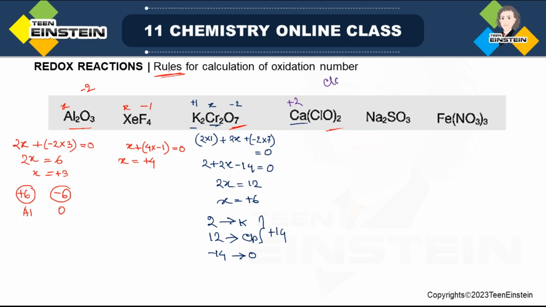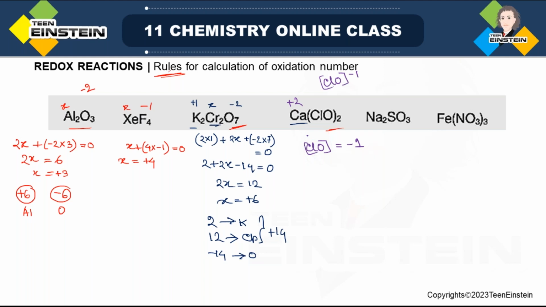That means this ClO unit will have an oxidation state, that is, a charge of minus 1, and it is present 2 times. So in this way also you can calculate it. For this unit, the overall charge is minus 1. We are just breaking the molecule. You can also do the calculation overall, but first I am showing how for the anion only we can calculate the oxidation state. Now here the overall charge is minus 1.